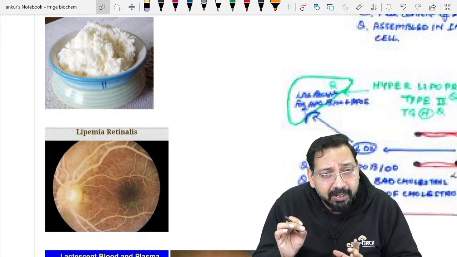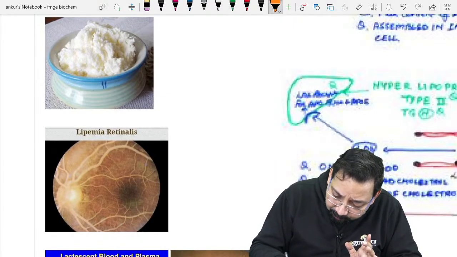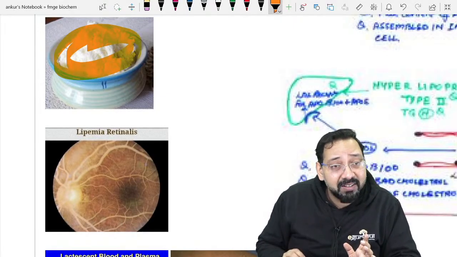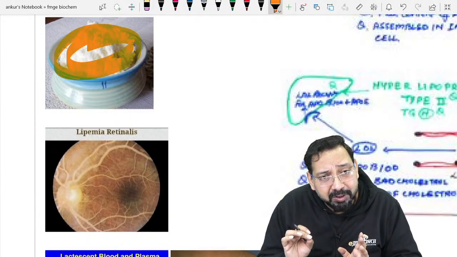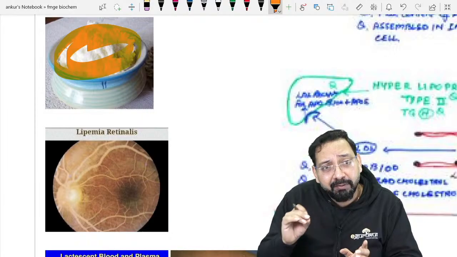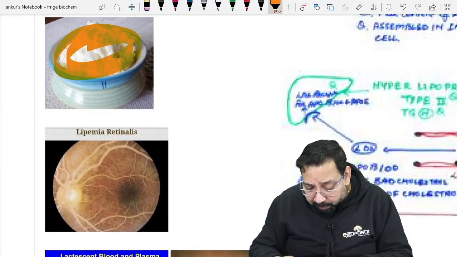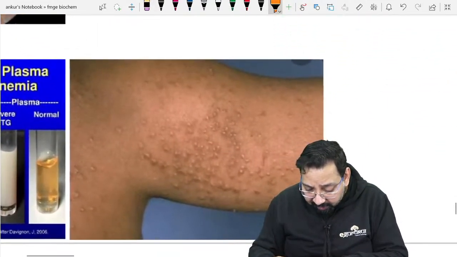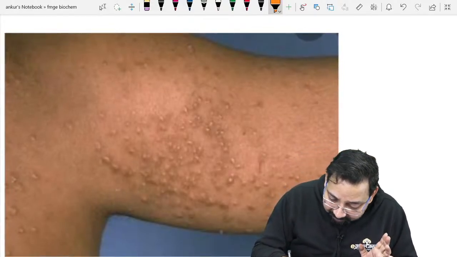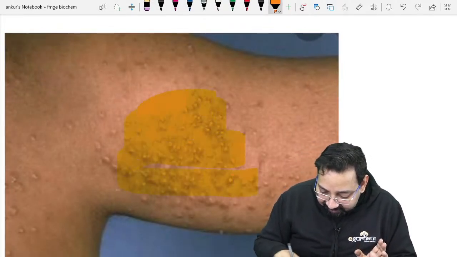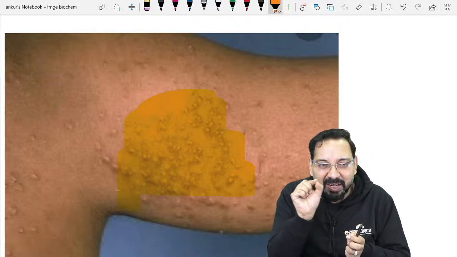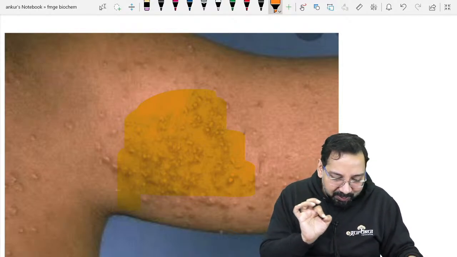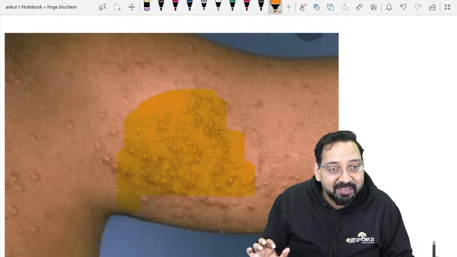Whenever triglyceride is increased, you will say this butter is increased. When this white butter is increased, it will deposit at different places. If it deposits subcutaneously, like granular ghee, that is eruptive xanthoma, small granules, eruptive xanthomas.